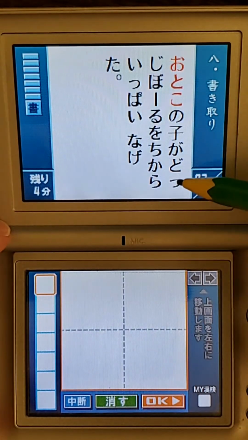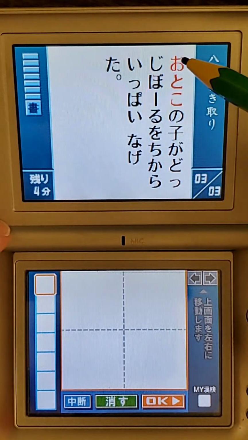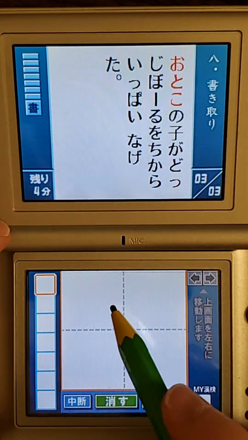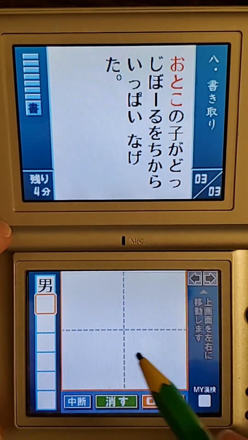Otoko no ko ga dodgeball o chikara ippai nageta. So otoko, so like a boy. So we put field and then power.